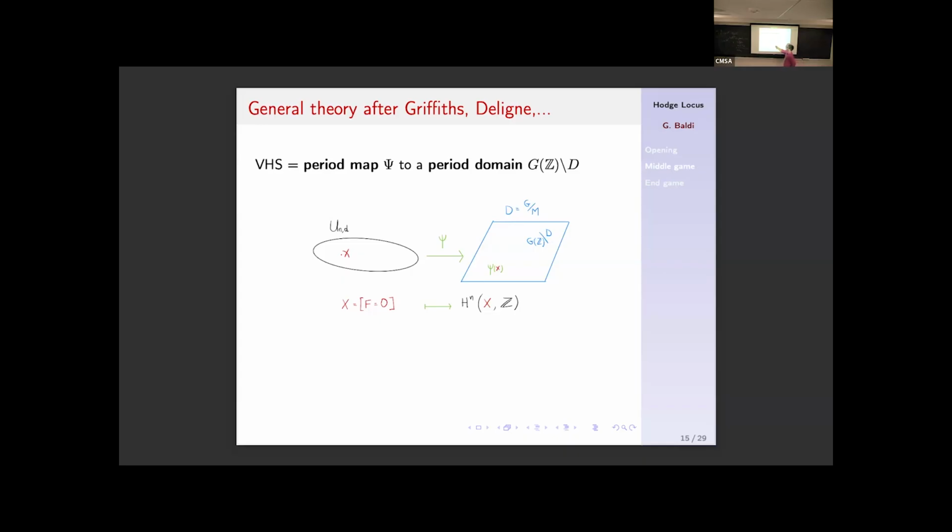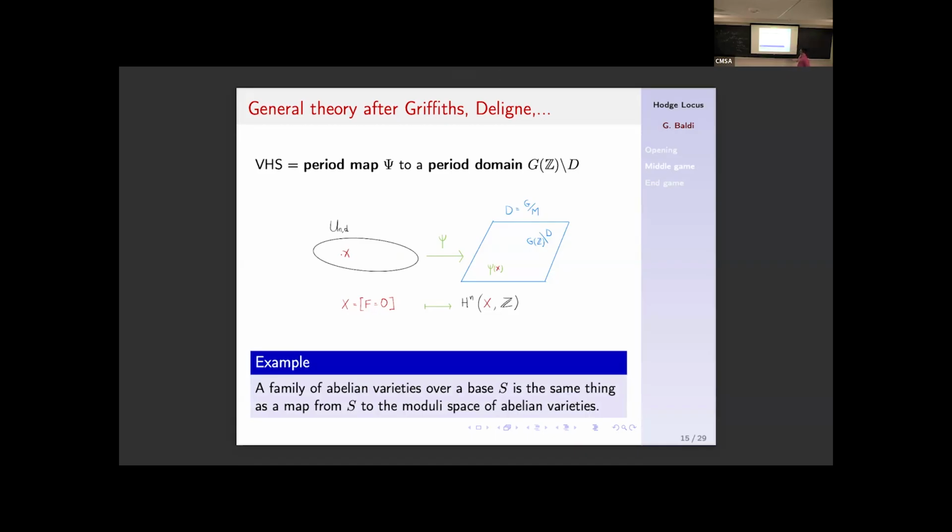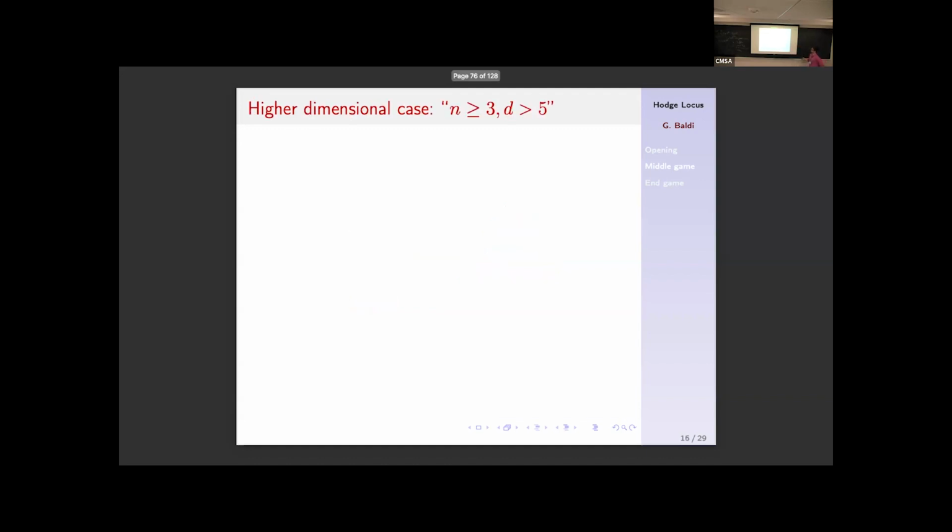And everything is hidden in this period map, in the sense that a point X maps to the Hodge structure on the fiber at that point. So for example, a family of abelian varieties over a base S is the same thing as a map from S to the moduli space of abelian varieties, ignoring some polarization issues. This is a weird perspective: the family of abelian varieties lives above S, and we want to switch from objects that live on top of S to maps from S to something else. It's not fully obvious, but it's important in the game.